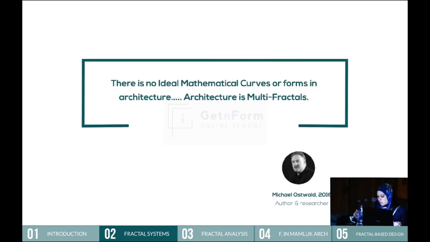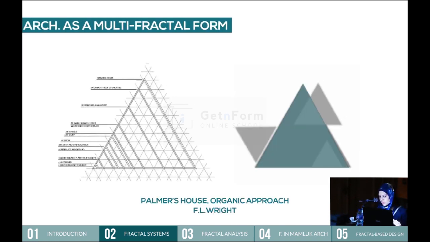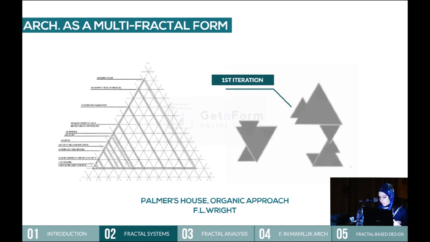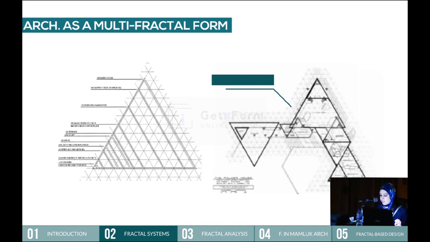Ostwald mentioned that there are no ideal mathematical curves or forms in architecture. The architecture is multifractal. An organic approach is presented by Frank Lloyd Wright in the Palmer house by successive iteration of the triangle. These are the iterations to reach the final plan.